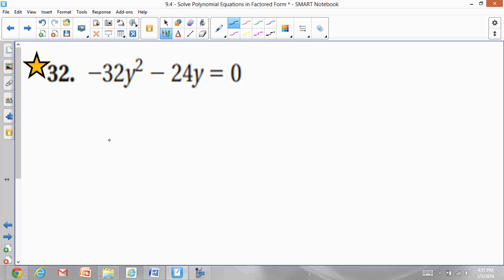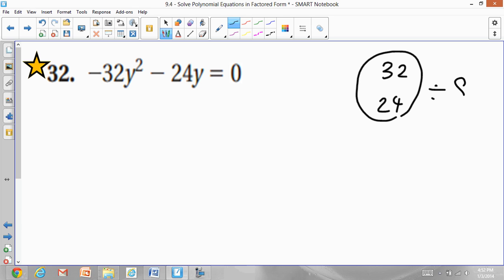So what you need to do is this. You need to look at something common that can go in 32 and 24. So you need to think, what number can divide both? What is the greatest common factor that can divide both? In this case, the answer will be 8. So once you realize the greatest common factor is 8, now we are looking at the negative and the negative. So I'm going to pull out the negative sign. I'm going to pull out the 8.